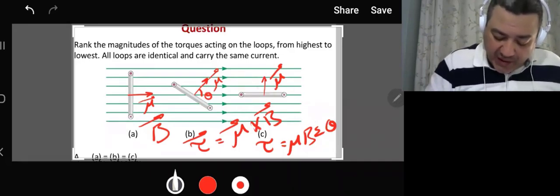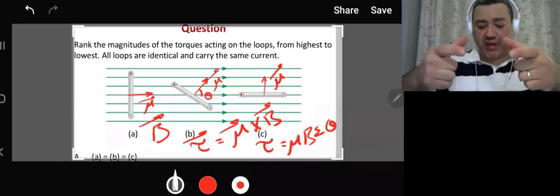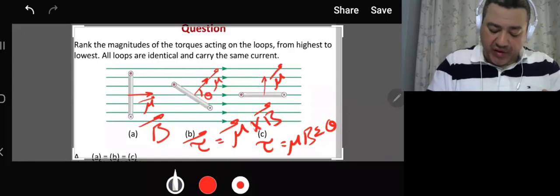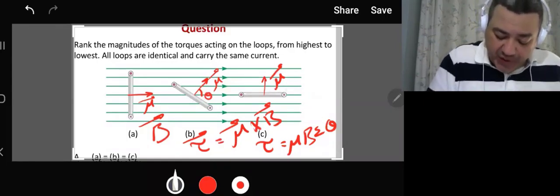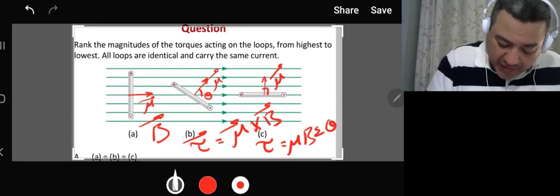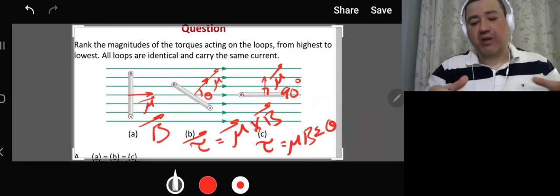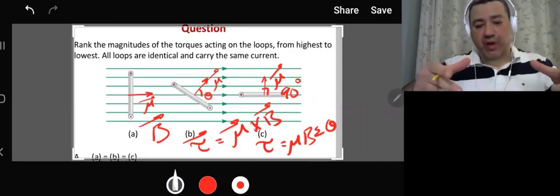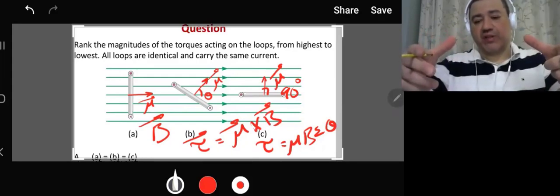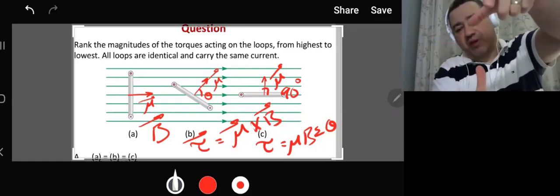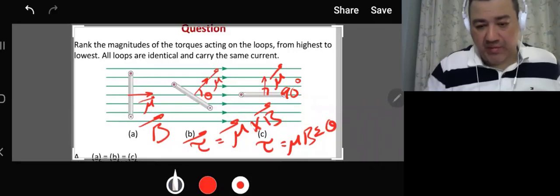However, the torque applied on this loop that is laid down horizontally should be greater than this one. Why? Because now the angle between the magnetic field and the magnetic dipole moment is 90 degrees, which is going to result in the maximum torque applied on that loop. That torque is trying to rotate it so that the magnetic dipole moment is aligned with the magnetic field.